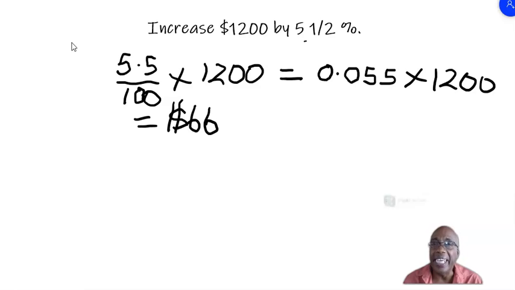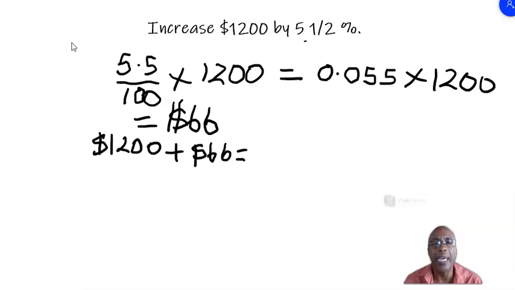So to get the increase of 1200 by 5.5%, we simply add $1,200 plus $66, and we get $1,266, which is the answer.